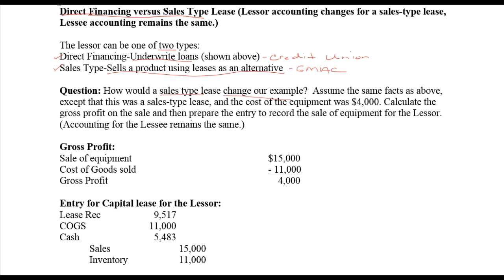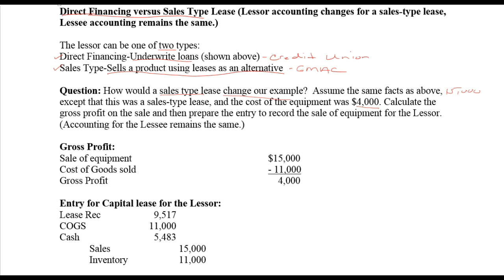Assume the same set of facts as above. We still have our $15,000 piece of equipment, but now we're not just carrying the paper on that as a direct financer. It's a sales type lease that we make, and the cost of that piece of equipment to us was $4,000. Or maybe we just wholesale it or retail it. We're a merchandiser and we're turning around and selling equipment. It can be either way.